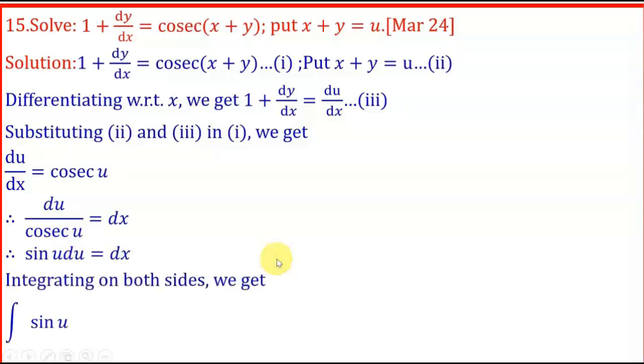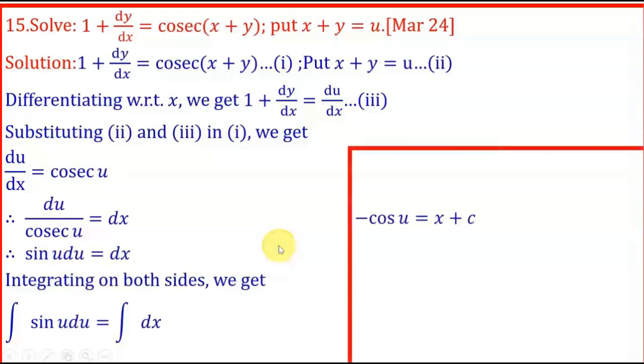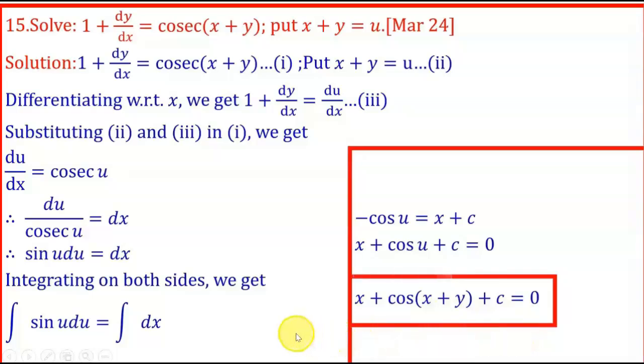Integrating on both sides. What is the integral of sin u? The integral of sin u is minus cos u, and the integral of dx is x plus c. Shift this minus cos u to the right hand side, it will become plus. Therefore, x plus cos u plus c is equal to 0. Resubstitute the value of u, that is x plus cos of (x plus y) plus c is equal to 0, and hence this is the required solution.